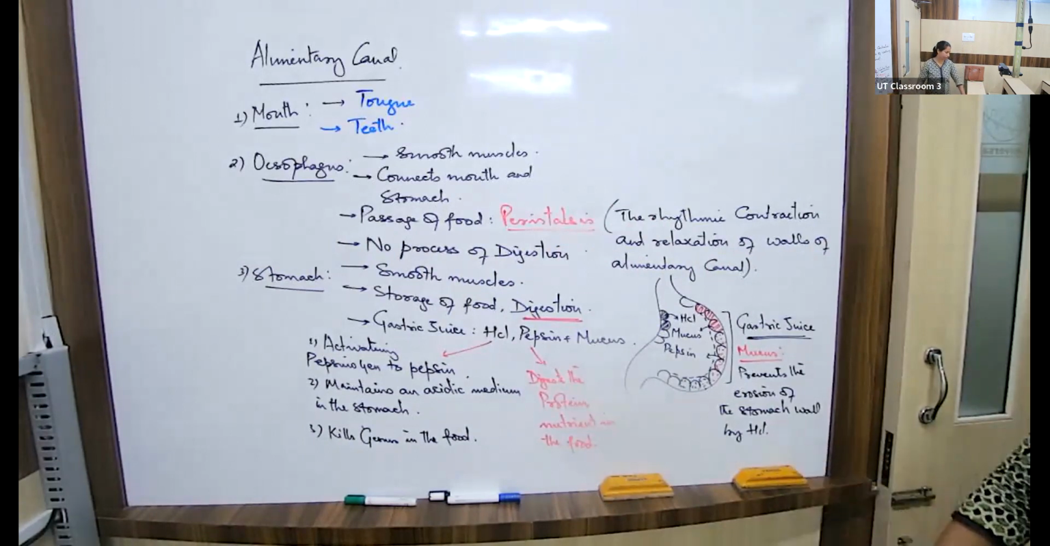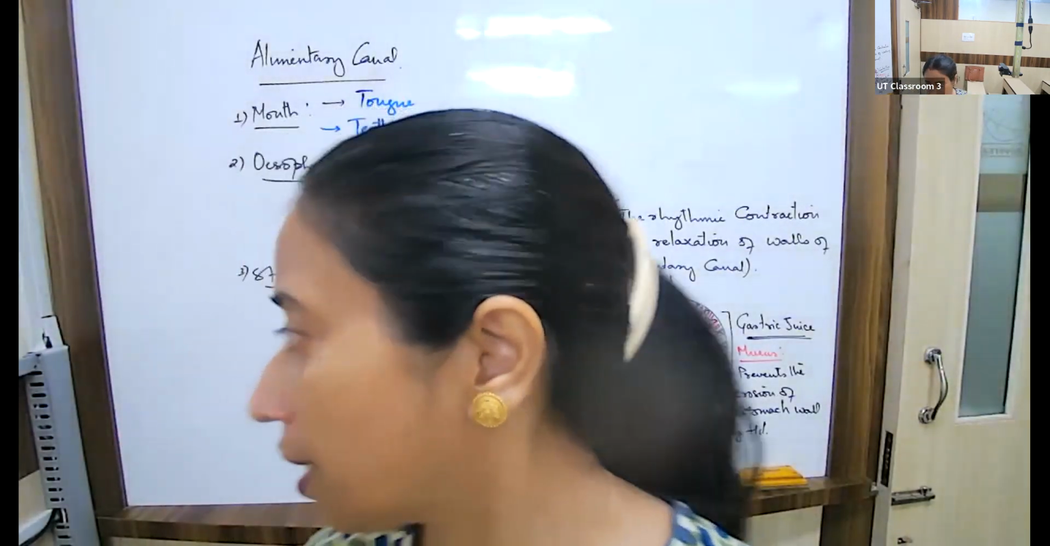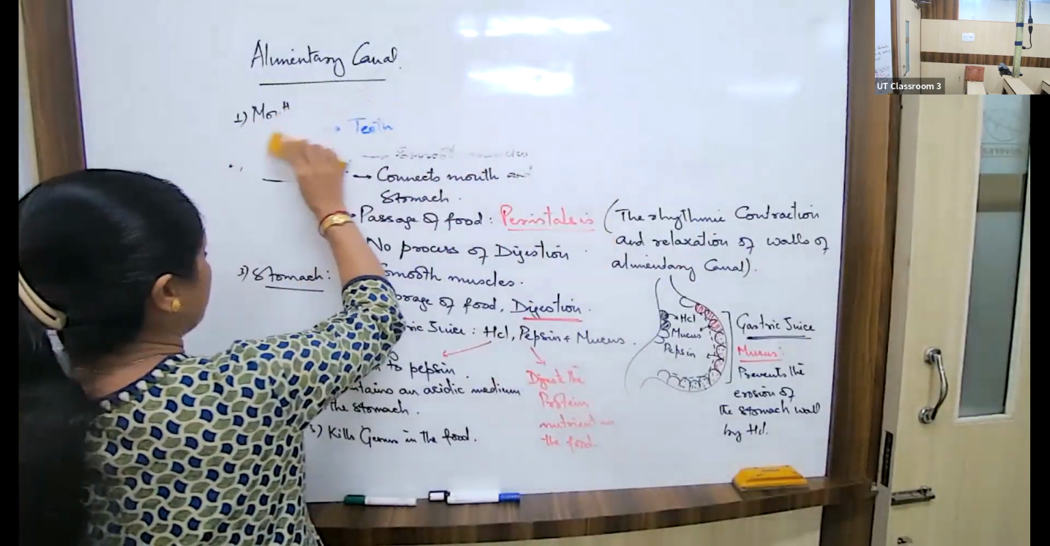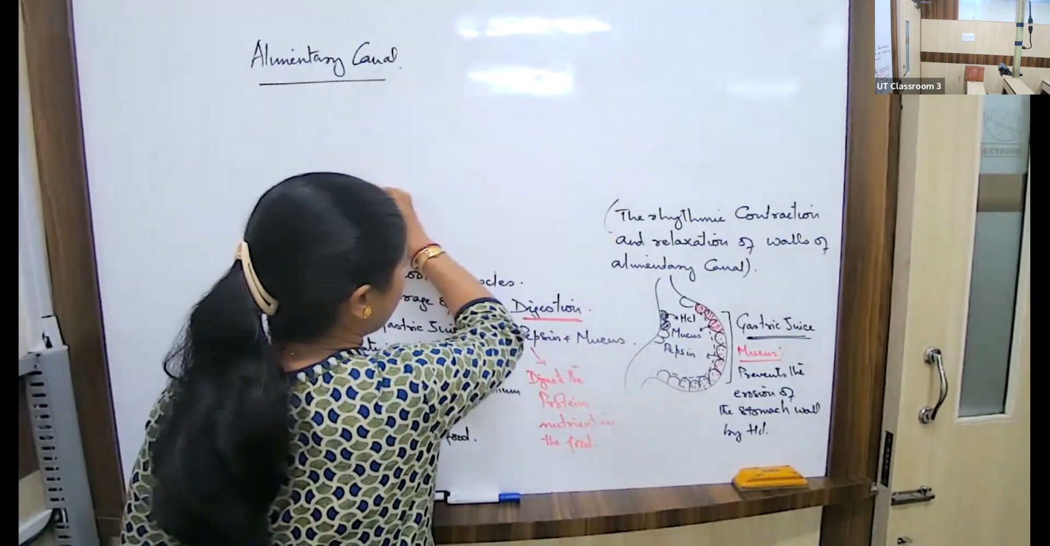So here, when I talk about the stomach, first of all, you understand what is the role and the function of the stomach. Now let us go to the next part, and the next part is the intestine. After the stomach, we are going to talk about the intestine. There are two intestines in our body.